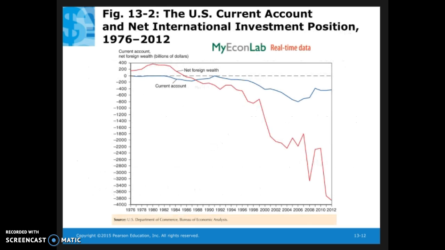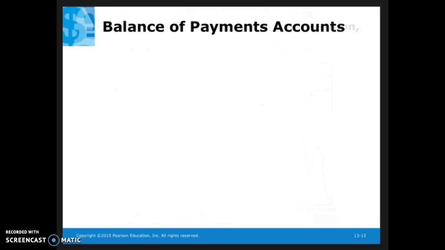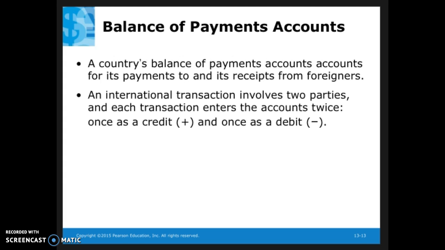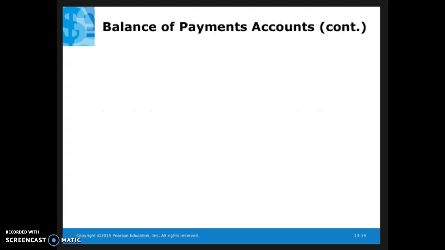And here's what that looks like graphically. We have the current account and net international investment position. So you can see throughout time our foreign wealth has declined and our current account has also kind of declined. So we have balance of payments accounts. So this gets into the accounting side of things.